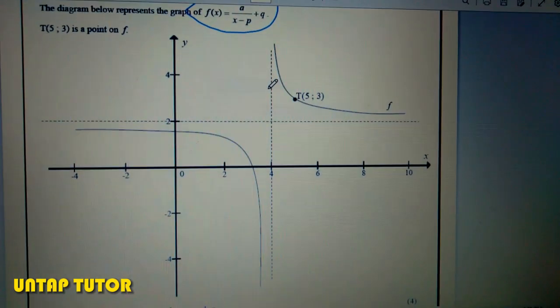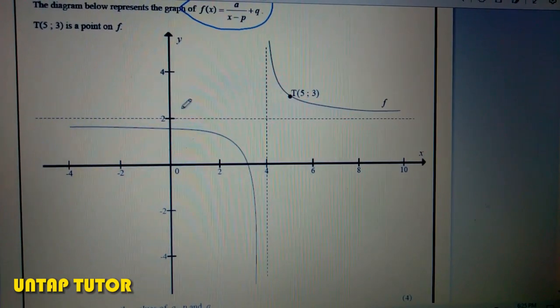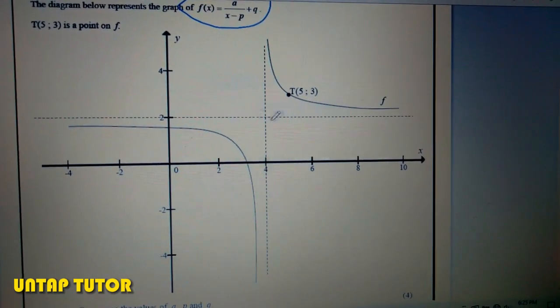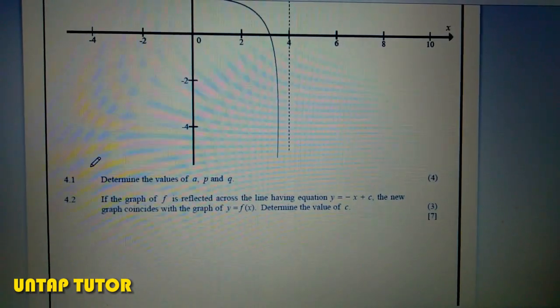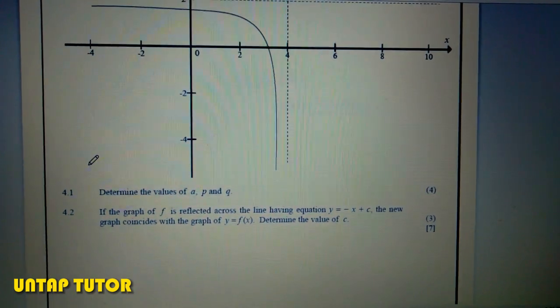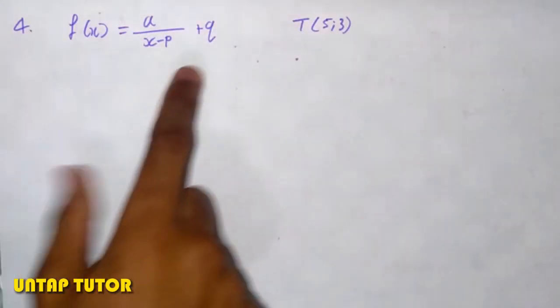And as you can see, we have the asymptotes drawn, and we can see where the asymptotes are. We can see that the vertical asymptote cuts at x is equal to 4 and the other one cuts at y is equal to 2. And then in 4.1, they ask us to find the values of a, p, and q.